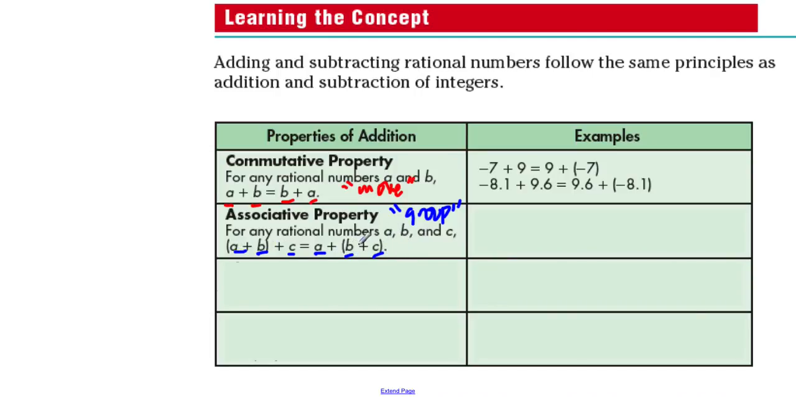Only the parentheses started to move. And that is one main difference between the commutative and the associative properties of addition. Let's take a look at some examples.